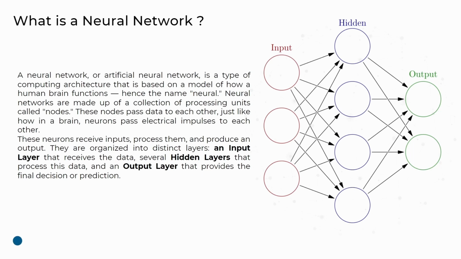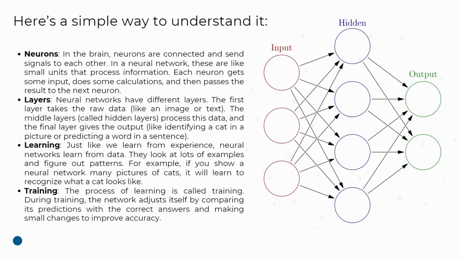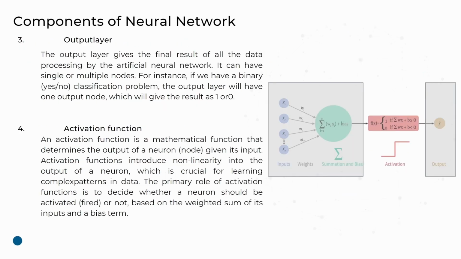Neural networks are composed of interconnected nodes or neurons that are organized in layers. As we can see over here, we have three layers: input layer, hidden layer and output layer. Input layer means whatever columns you have, that input will be fed as input, and the hidden layers are going to process that input data. Each neuron gets some input, does some calculation, and then passes the result to the next neuron. The output layer is going to predict, like identifying a cat in a picture or predicting a word in a sentence.